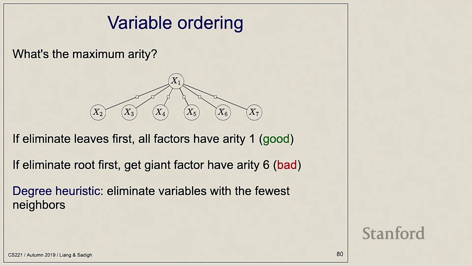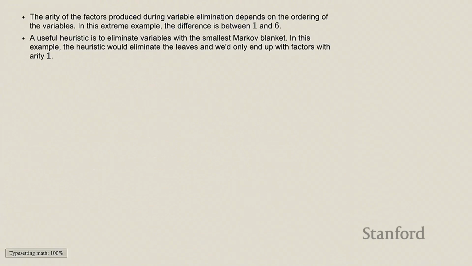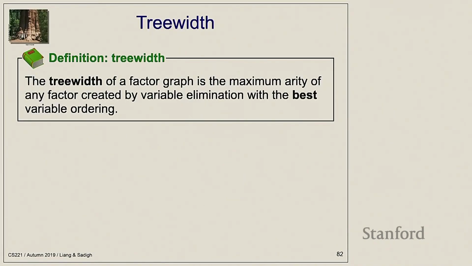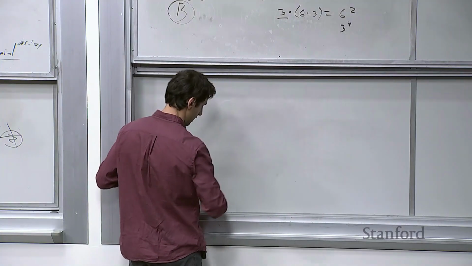In general, it makes sense to eliminate variables with the fewest neighbors first. It's a pretty sensible heuristic that in practice works well. And we define this term called tree width, which says if you had a factor graph and you're going through doing elimination, the maximum arity of a factor that you create along the way using the best ordering is the tree width of that graph. In general, tree width is very, very hard to compute. But for a few cases, you can reason about it.